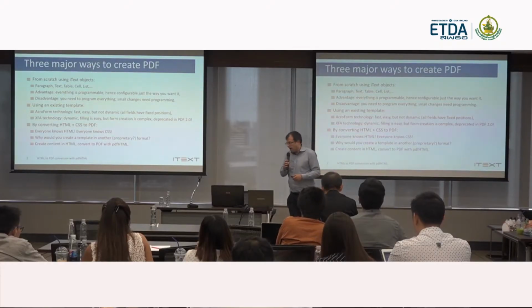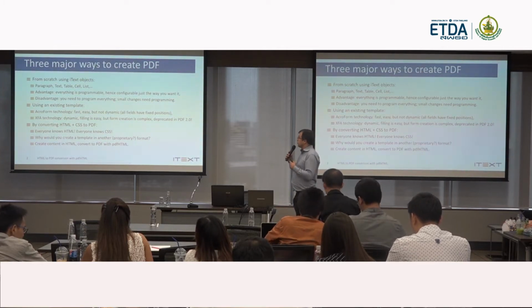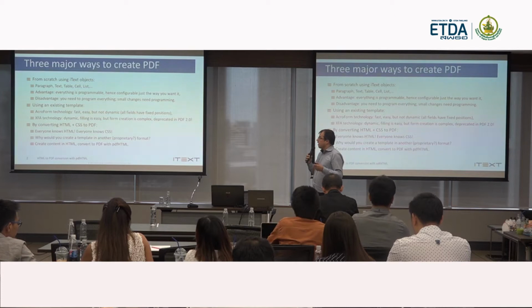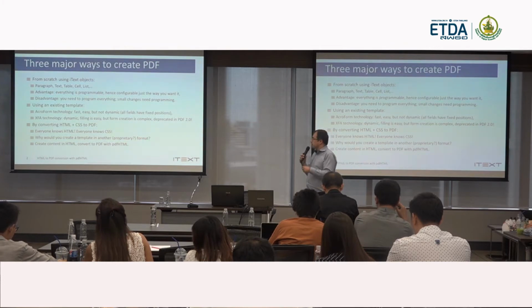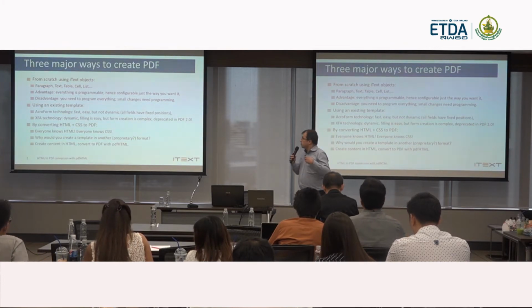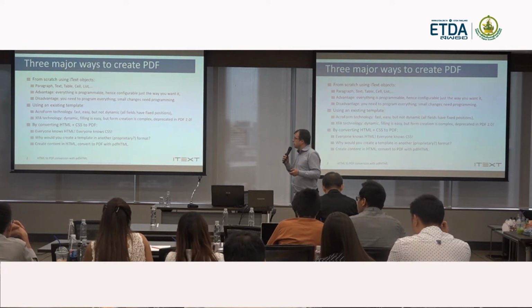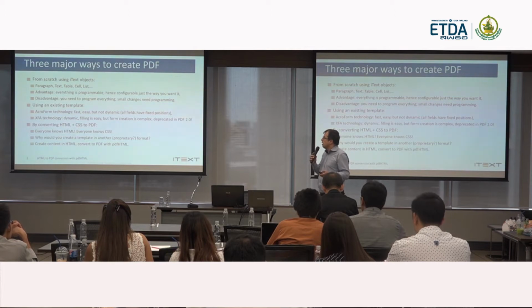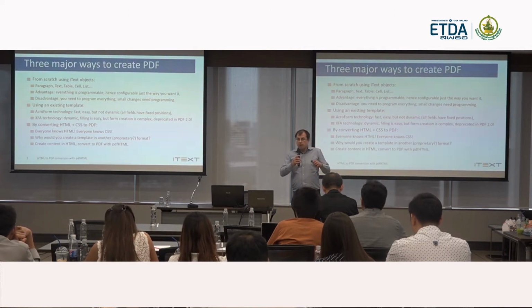the session. This morning, Shanpreet showed you how to create a document, a PDF document from scratch using iText objects such as paragraph, text, table, cell, list, also using low-level objects. Now, there's a big advantage to create PDF this way, and the advantage is that everything is programmable. So you can configure your documents exactly the way you want to. I'm going to give you an example.